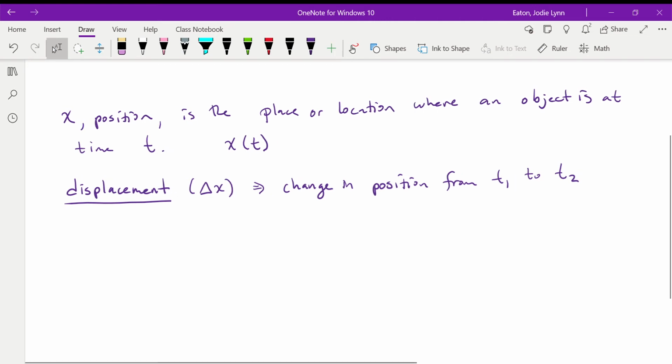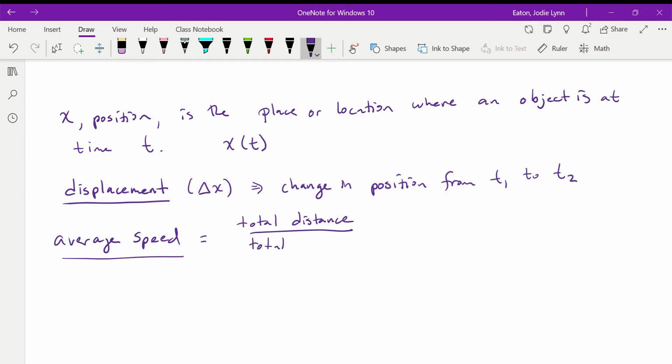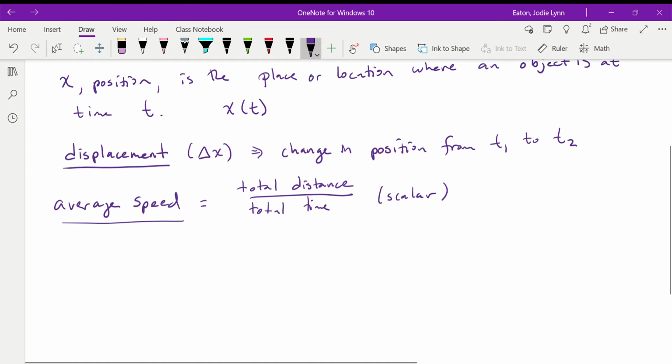Okay, so now we want to look at speed and velocity. Average speed is total distance divided by total time, and it is a scalar. So to calculate average speed, it shouldn't matter whether you're going forwards or backwards. If you're going 20 kilometers per hour forwards, you're still going the same speed as if you were going 20 kilometers per hour backwards. Your velocity would not be the same.